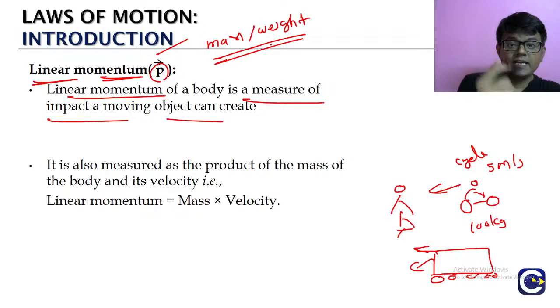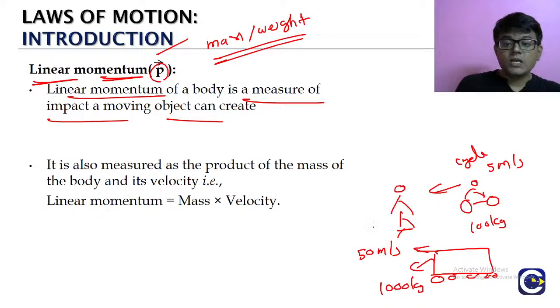Weight is actually defined as the gravitational force acting on the body. Weight is defined as what? The gravitational force acting on the body. Mass is the property of the matter. So weight and mass will not be the same in the context of physics. So let us say the mass of this car is some 1000 kg. This is coming at a speed of maybe some 50 meters per second. Now you imagine the impact. The impact is going to be very high. It might cause really some fatal damages.